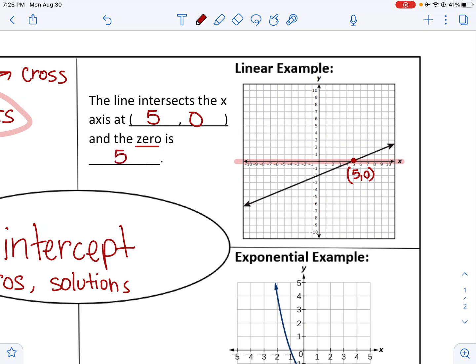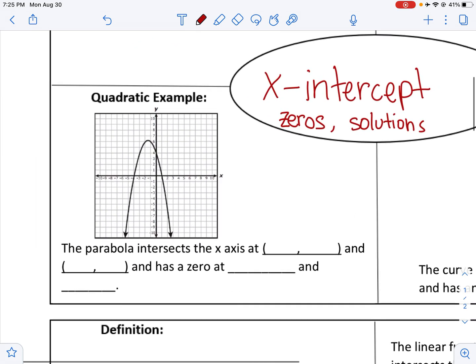So sometimes you will write it as a point. Sometimes you just write the x value of the x-intercept. It all depends on how the question is asked and what option choices you have. Okay, now a quadratic example. Again, we want to know where does our function cross or intersect the x-axis. Well, this one intersects at two different locations.